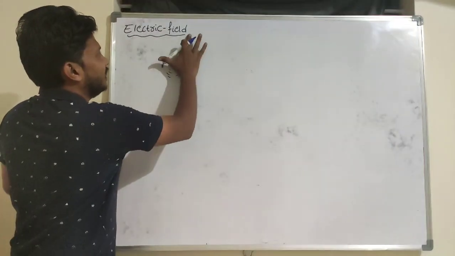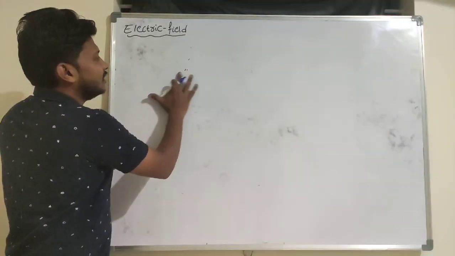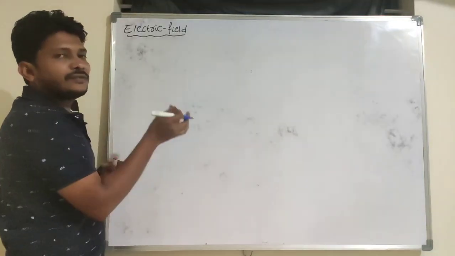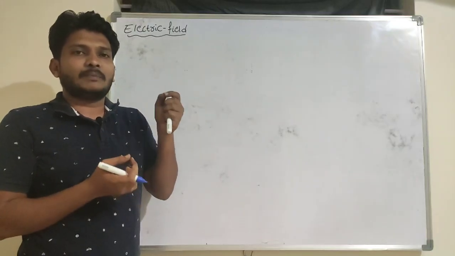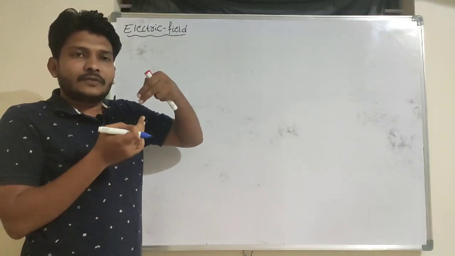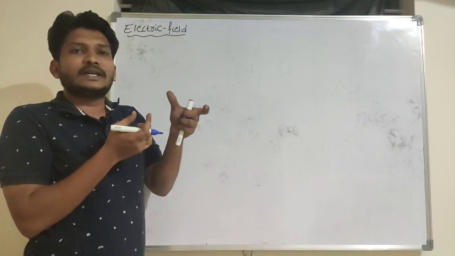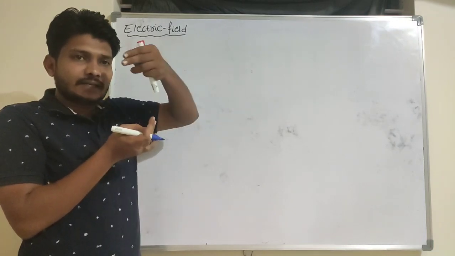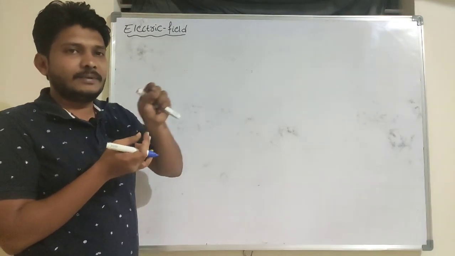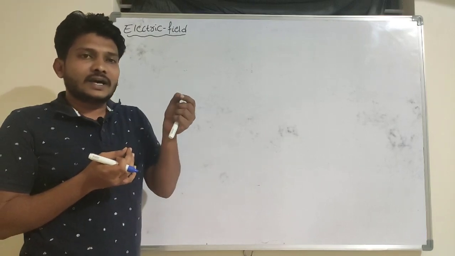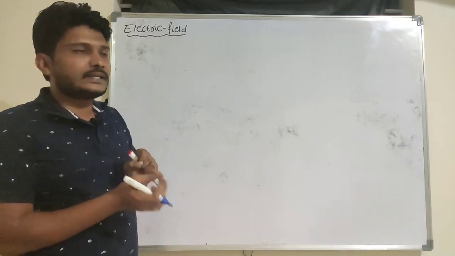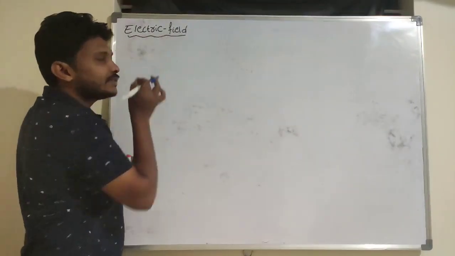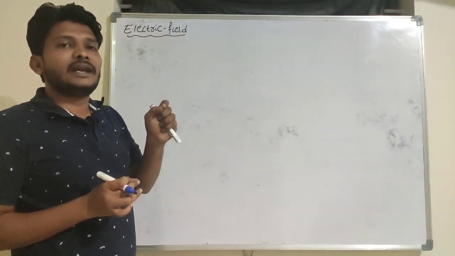What is the electric field? It is the region around a point charge within which influence can be experienced. For example, I will take one perfume bottle. The perfume bottle has a certain influenced area, where the smell influences a certain area. In a similar manner, a charged particle has a certain influenced region, and that influenced region I am going to name the electric field.